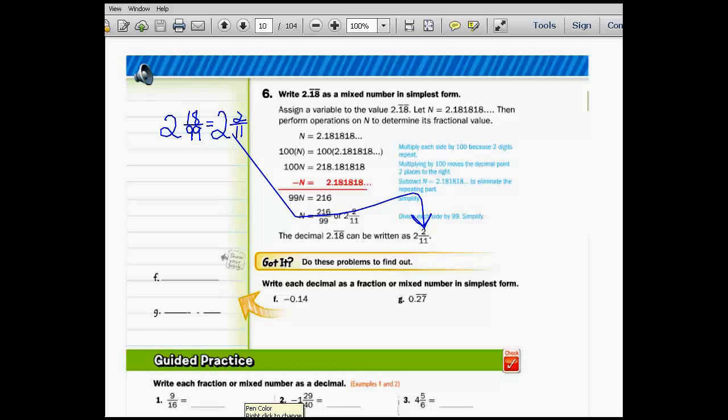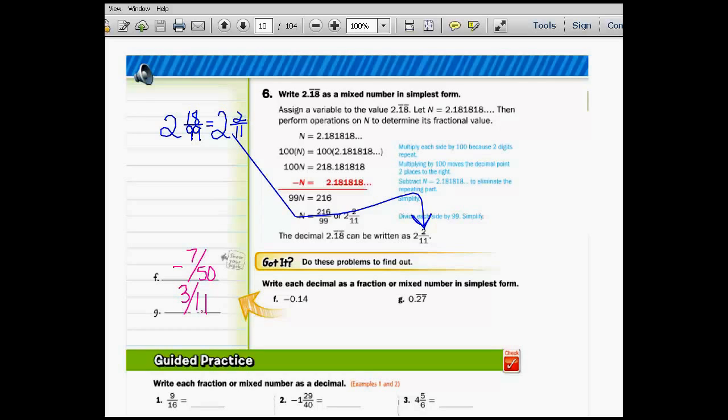Okay, back with me. Here's what we got, F and G. If you take negative 0.14 and write that as a fraction, it's negative 7 over 50. G, 0.27 repeating. You have two digits repeating, so it would go over that many nines, and then reduced, 3/11.